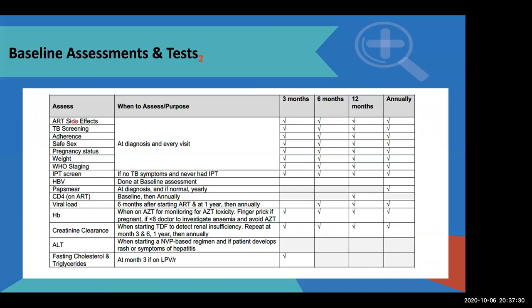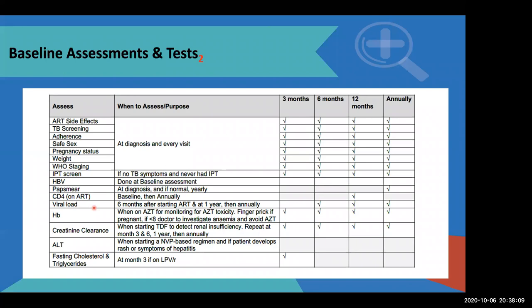These are some of the assessments that need to be done. You know, teaching patients about side effects, TB screening every visit, adherence every visit, education about safe sex, pregnancy status every visit for women who are of childbearing age, you want to do a pregnancy test. Weight and BMI, WHO staging every visit, assess your patients for IPT. Hepatitis B is now regarded as a baseline assessment, and you do it again anytime you want to stop the first line that has tenofovir. You must check the hepatitis B status of your patient. You want to do a pap smear, CD4 count at baseline, and then at 12 months, not annually. So that needs to change.